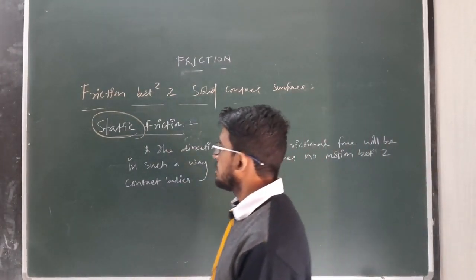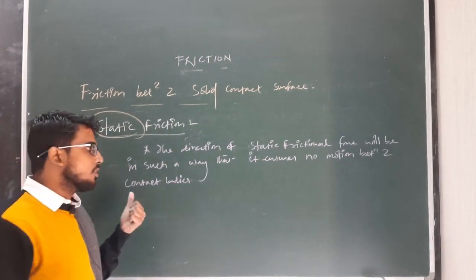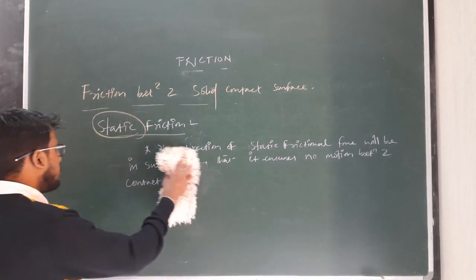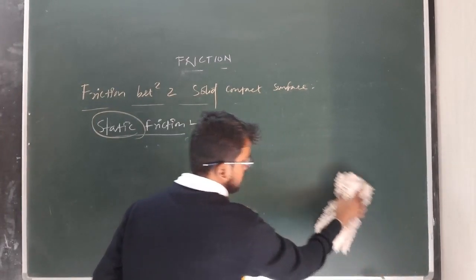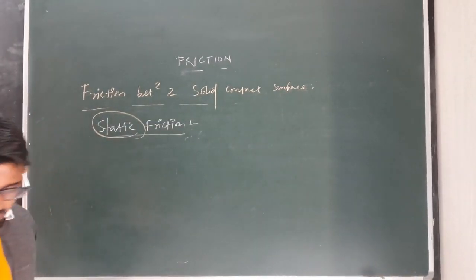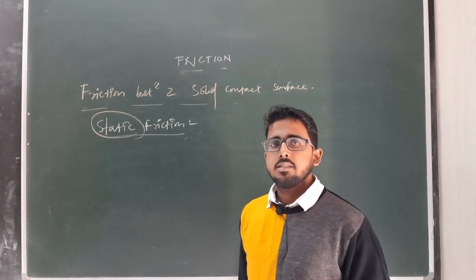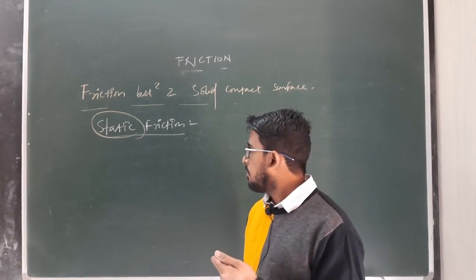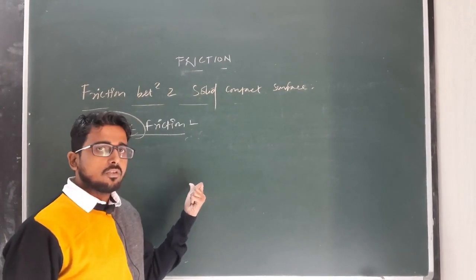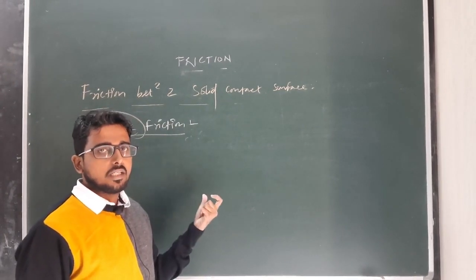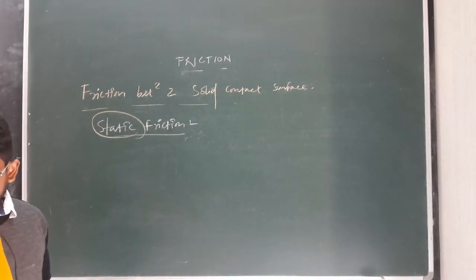Clear? So these are the types of frictional force that exist between two solid surfaces in contact. One is kinetic frictional force or kinetic friction, and the other one is static friction or static frictional force. Okay, so how will we calculate the value of kinetic friction and static friction, which depends upon the coefficient of kinetic friction and coefficient of static friction? For that, you have to remember certain laws which are known as laws of friction.